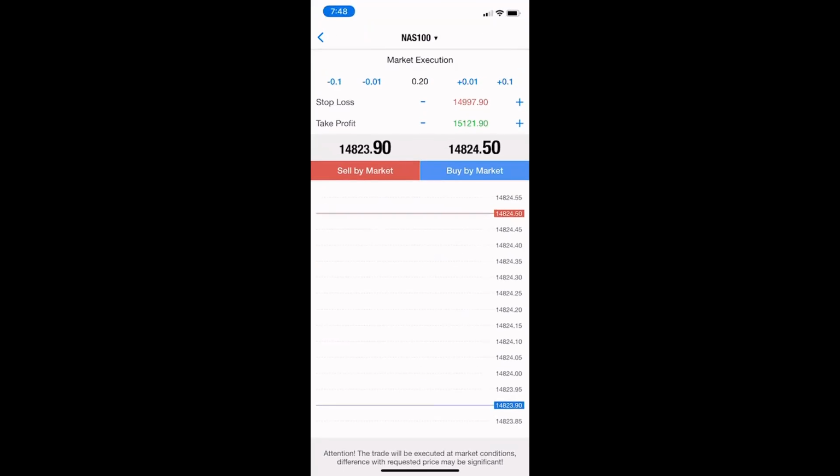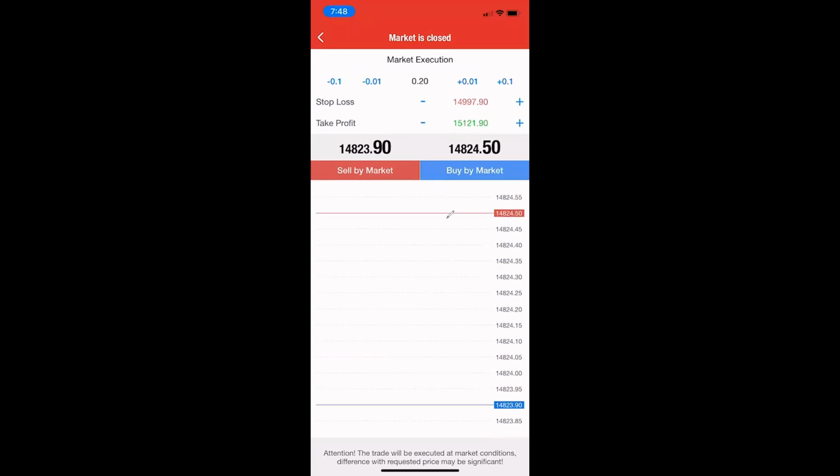So notice I still have my stop loss and take profit pasted in, right? Then I would just hit the buy market, bam, okay? And then I would be instantly in that trade. Now let's see how that trade played out.